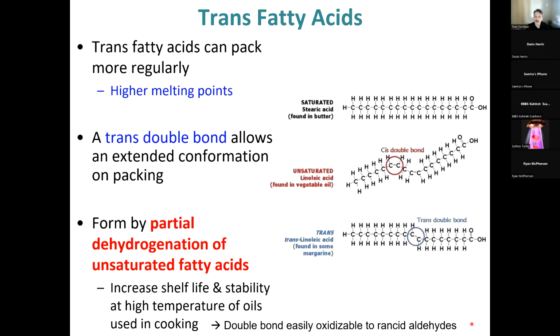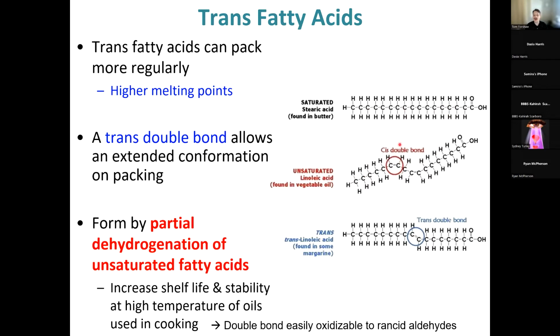But when you introduce trans double bonds instead, or you partially hydrogenate the cis double bonds, see there were two. If we introduce hydrogenation, then we reduce it down to one, and that one transforms into the trans conformation. Then you see now it's more straight, and so it can pack better. That changes the physical properties. So trans fats tend to have a higher melting point. So this butter can pack well, so it's a solid at room temperature, an oily solid. It's melty, but it's kind of a solid at room temperature.